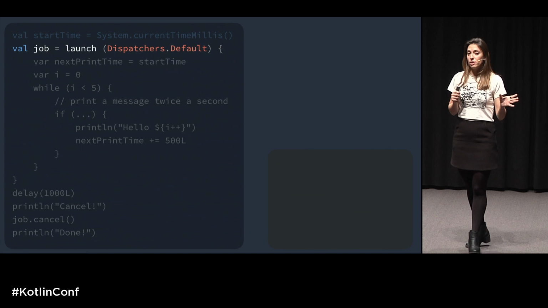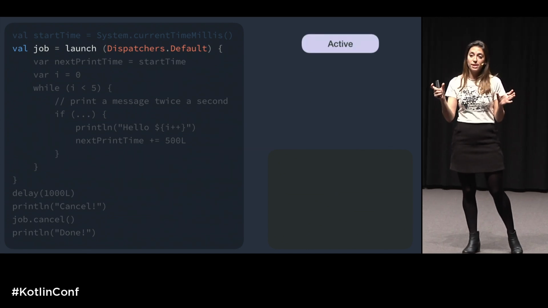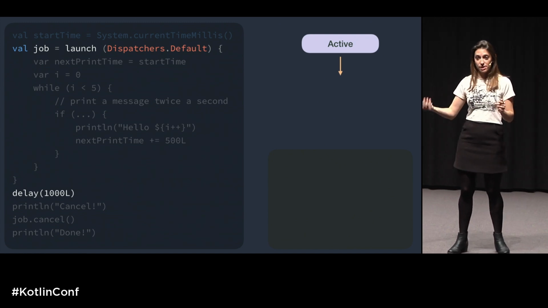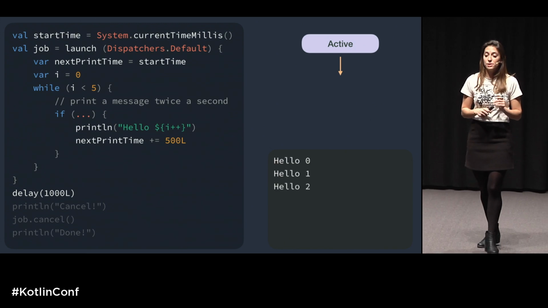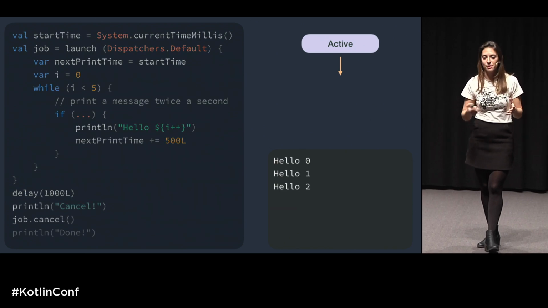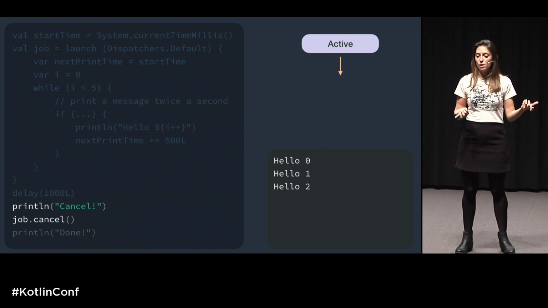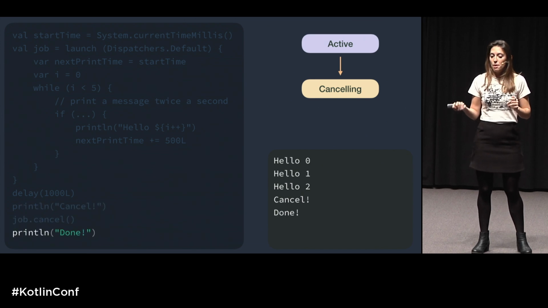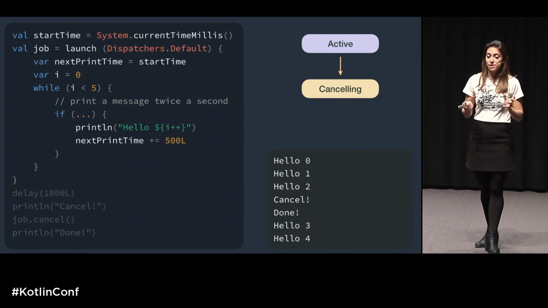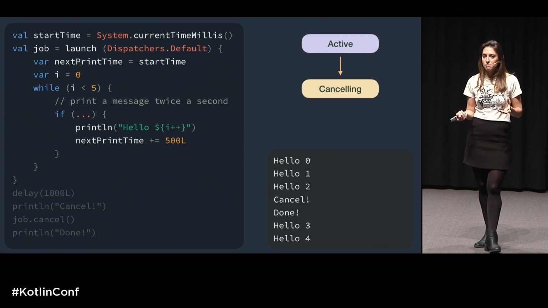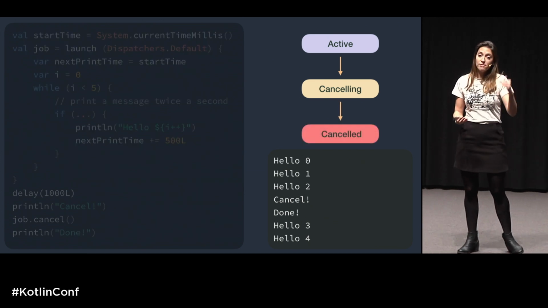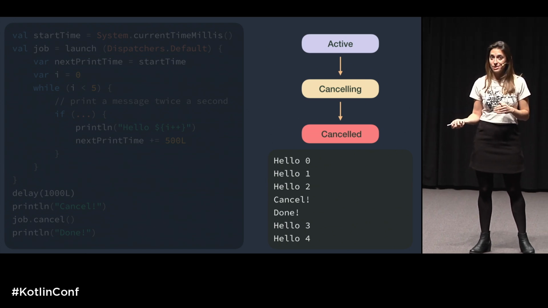When we're calling launch, the coroutine gets in the active state. We're delaying for 1,000 milliseconds, therefore the coroutine starts running, and then we start seeing stuff on the terminal. But then we're calling cancel. We're printing the cancel. Our coroutine goes in the canceling state. We're printing done, because cancel is not a suspend, it doesn't block. But then we see that more hellos are printed, that our coroutine actually finished its work, although we said cancel. And only afterwards, after that work was finished, it gets in the canceled state.